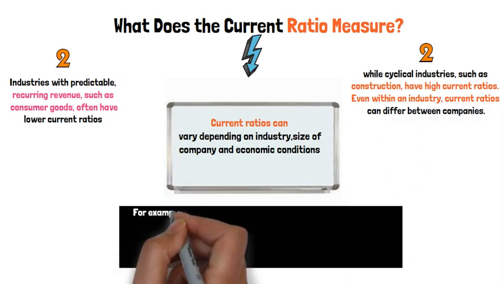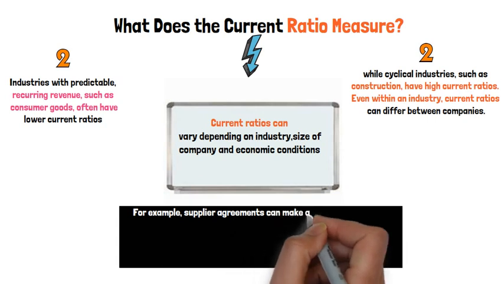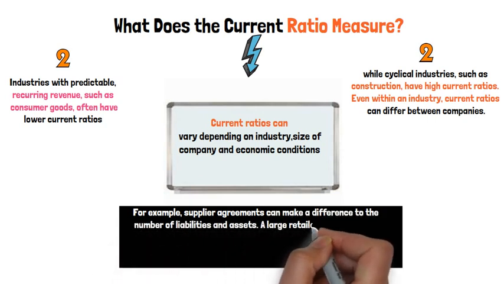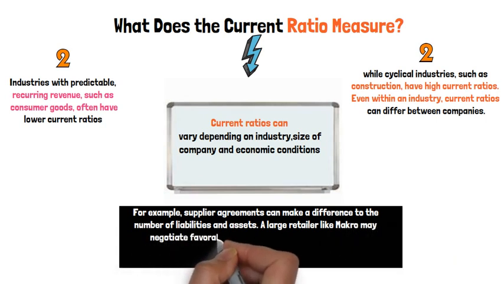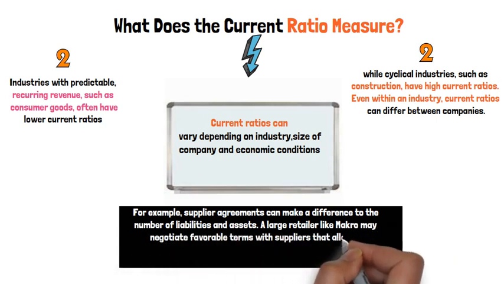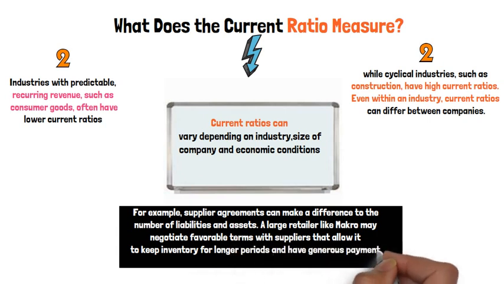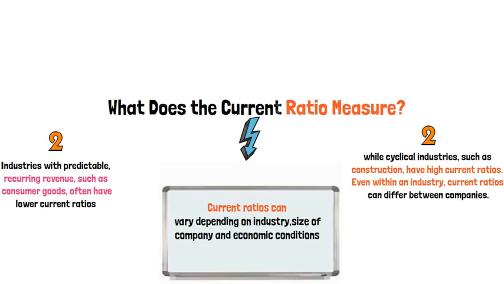For example, supplier agreements can make a difference to the number of liabilities and assets. A large retailer like Makro may negotiate favorable terms with suppliers that allow it to keep inventory for longer periods and have generous payment terms or liabilities.